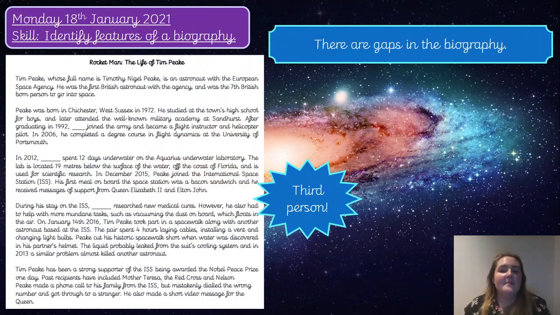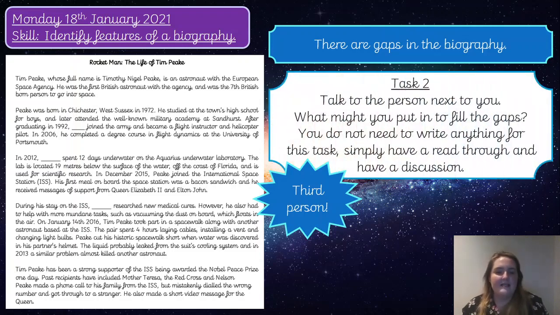Okay, there are gaps in this biography, and there's a big hint there with third person as to what might need to fill those gaps. I've given you a big hint. Your second task, I would like you to talk to the person next to you. What might you put in there to fill the gaps? You do not need to write anything. You simply have to read through and have a discussion. Okay, I'd like to pause the video. Off you go. Okay, well done. So hopefully then you have filled those gaps, thinking about third person, using your definition that you've put in your book. Well done.